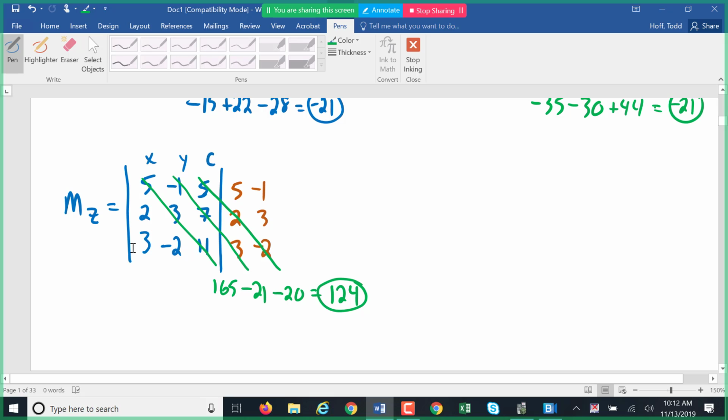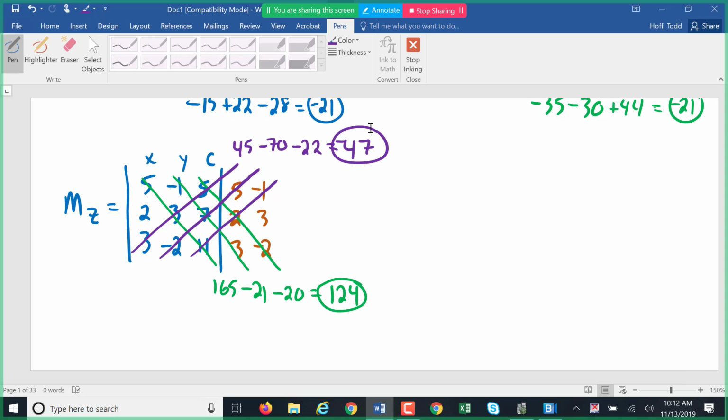Going up, we got 3 times 3 times 5 is 45. Negative 2 times 7 times 5 is a negative 70. 11 times 2 times negative 1 is a negative 22. That adds up, I believe, to a negative 47. So our determinant here, 124 minus a negative 47 is 171.